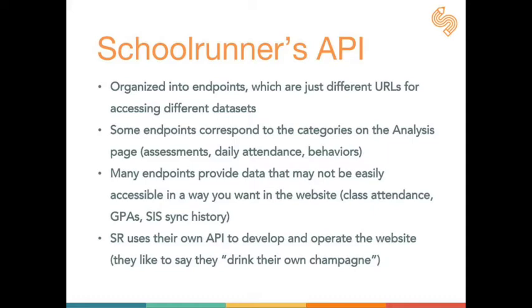Even information like the status of Schoolrunner sync with your SIS is accessible through the API. So there's a lot of great information you can get through the API that you can't necessarily get through the regular web app.